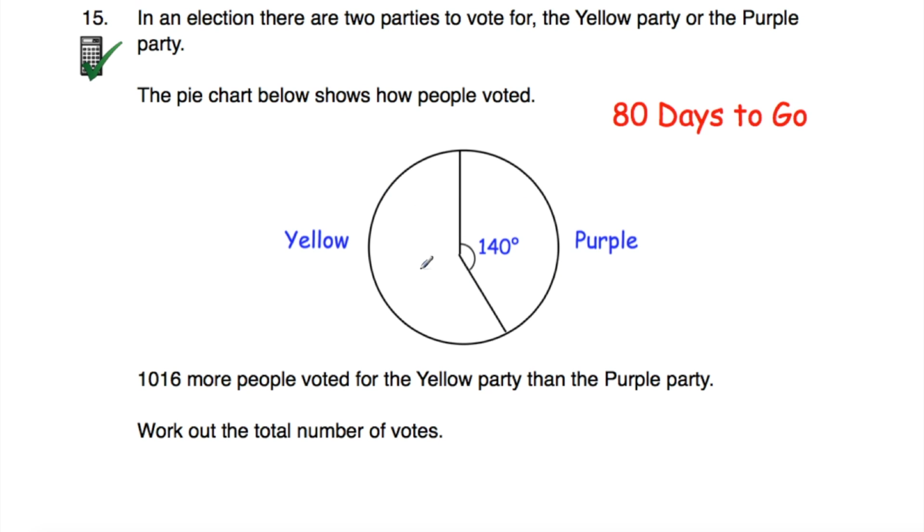So in terms of approaching this question, my hint would be to consider the angles. So we've got 140 degrees and 220 degrees. And we know that they represent the number of people voting for the yellow party and the purple party. And we know the difference between them is 1,016. So I would consider the fact that the difference between whatever this angle is and this angle is, that number of degrees represents 1,016 people. And then once you know that, then you can figure out how many people are in the whole pie chart, and then obviously how many votes were cast in total. Okay, so that's question number 15.